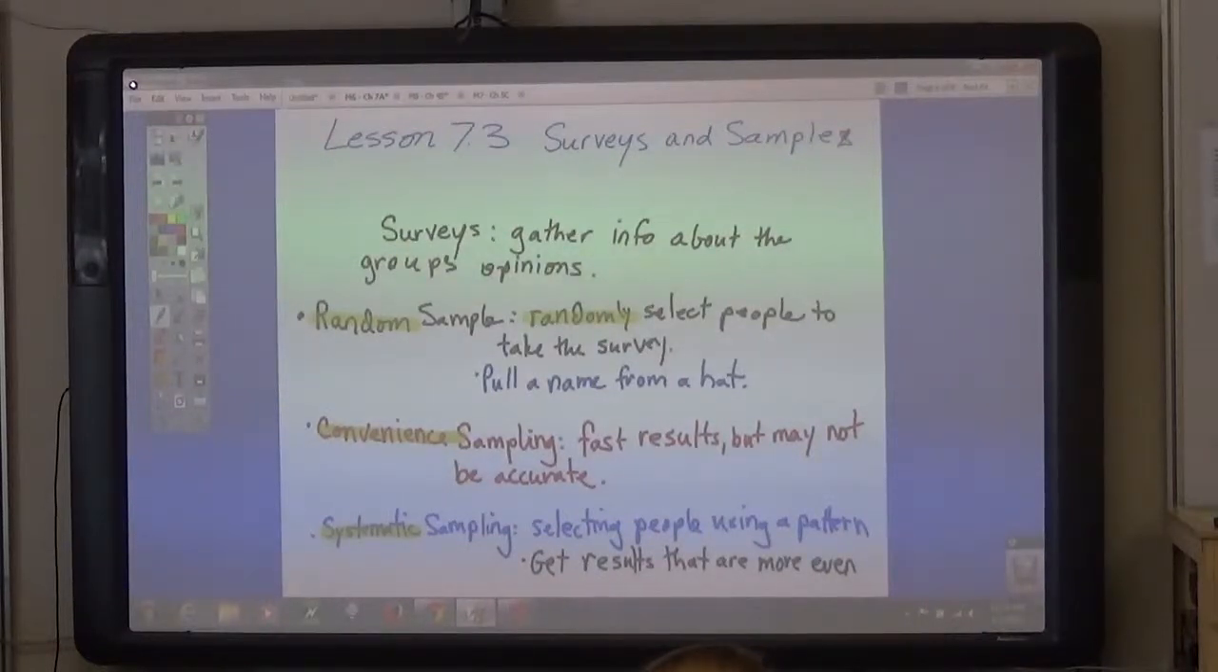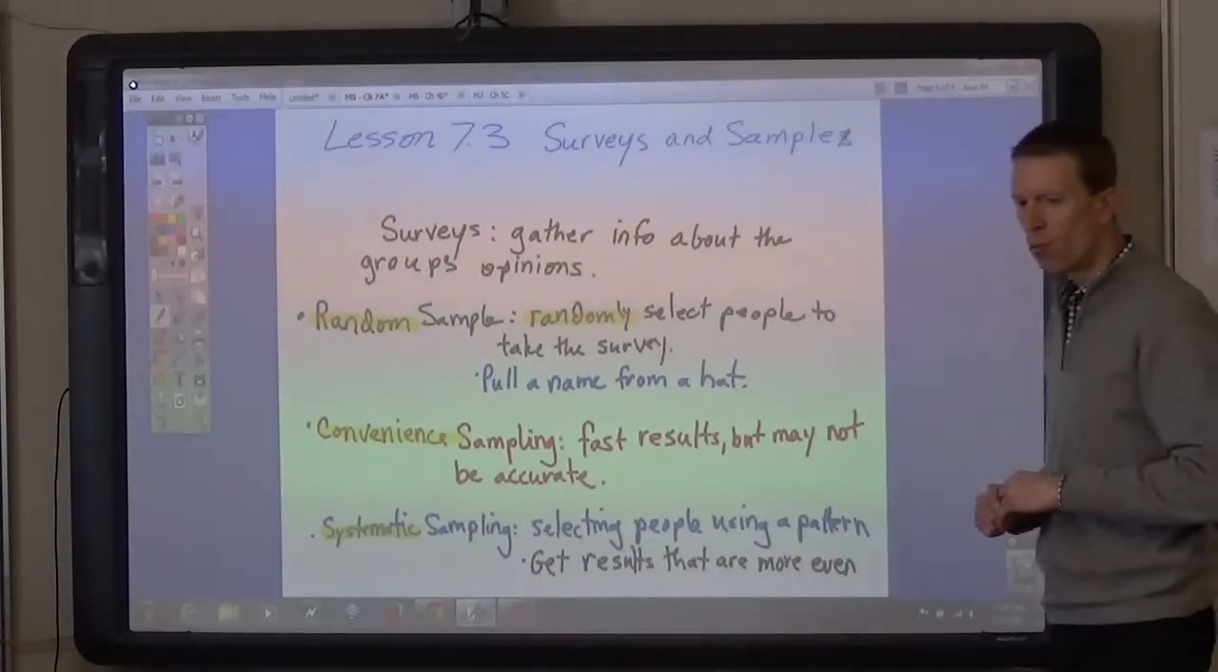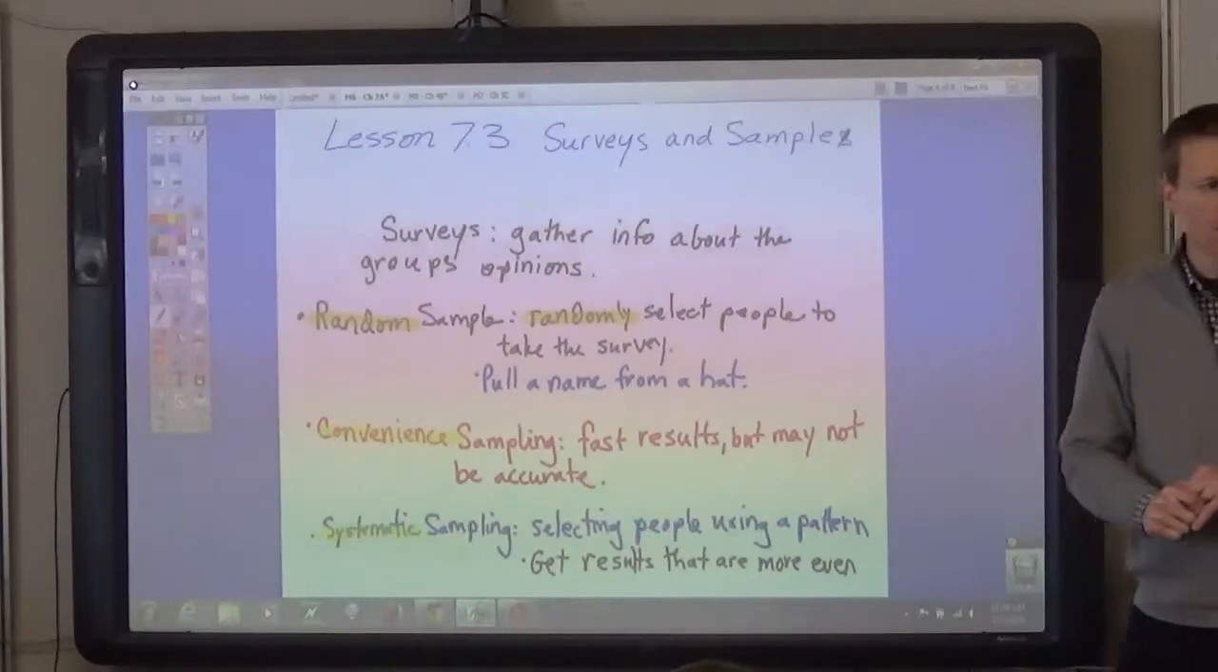Alright, 6th graders, lesson 7.3 is about surveys, about gathering information in order to determine a group's opinions. And there's different ways to go about doing that. That's what this lesson is about. It's the different ways to gather information.